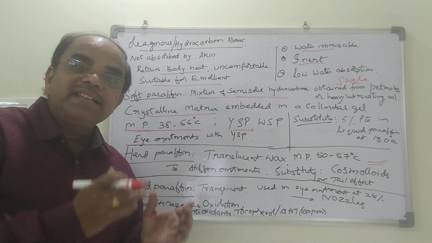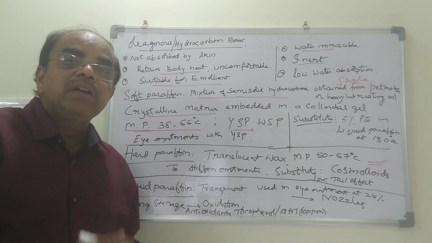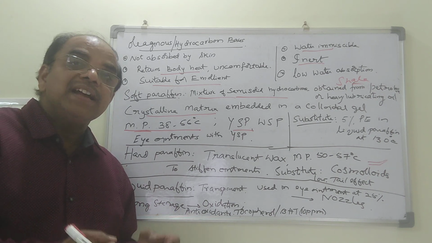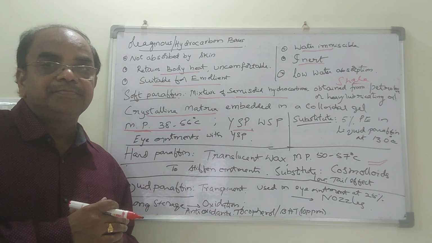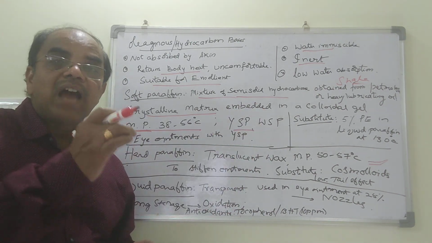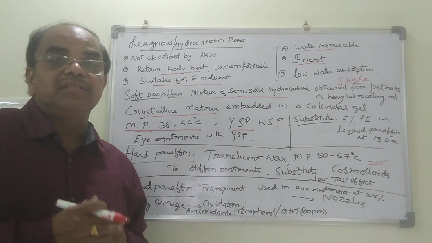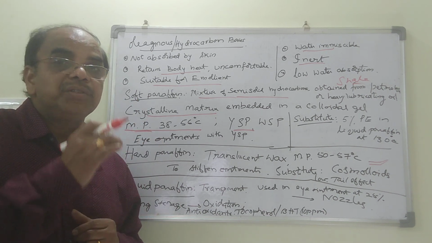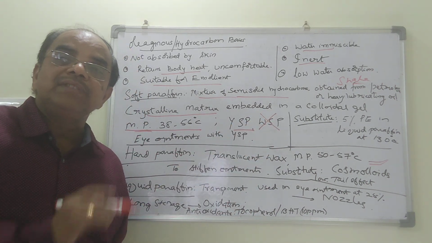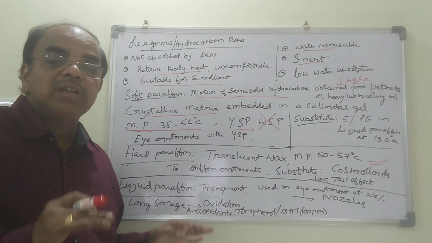By a bleaching treatment of the yellow soft paraffin, we can get the white soft paraffin. So white soft paraffin may have some trace amounts of the bleaching agents. If you are using this white soft paraffin in the preparation of eye ointments, it may cause irritation to the eye. So don't use white soft paraffin in the preparation of the eye ointment. Use only yellow soft paraffin.